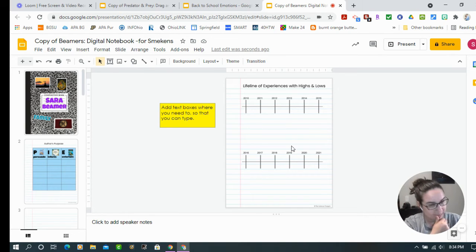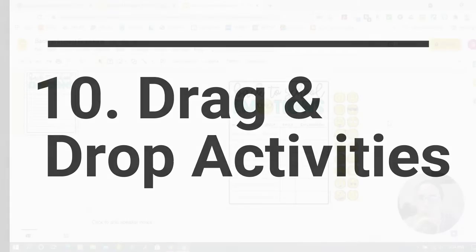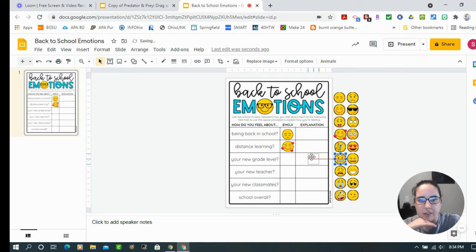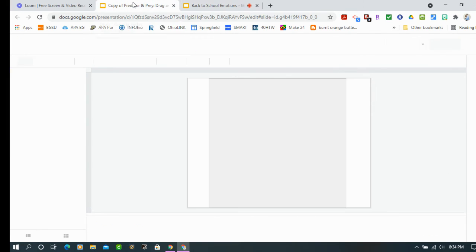All right, and finally, number 10. Number 10 is probably one of my favorites. It's the most complicated to make, but it is one of my favorites. So you can create digital worksheets that have drag and drop components. So here was a back to school one I had students do at the beginning of the year. They explained how they feel about being back in school, and then they dragged an emoji under whatever they were feeling. So this was more of a basic one, but here's one that's more complex.